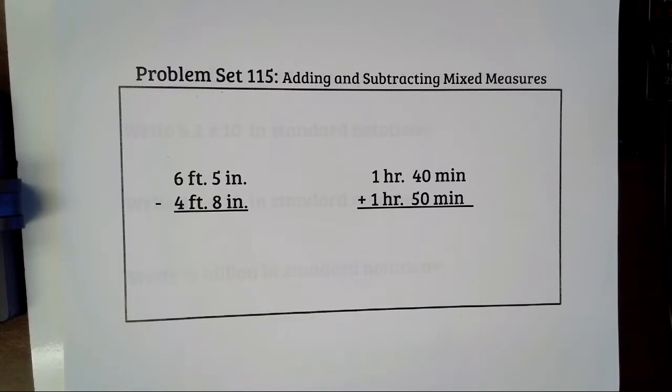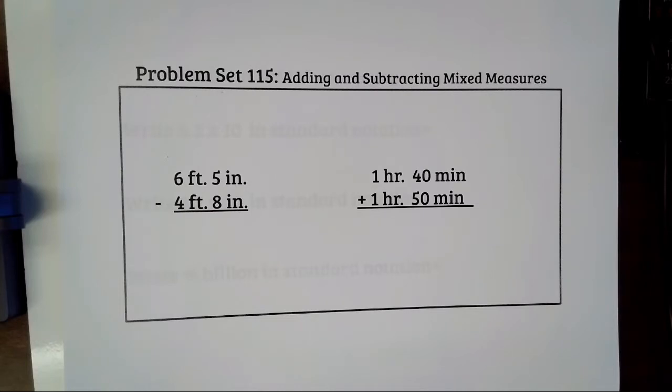Adding and subtracting mixed measures. Problem set 115. So we're going to come across problems where we are going to be talking about feet plus inches or hours plus minutes. And how do we handle that? Sorry about that. Had to get my pen.